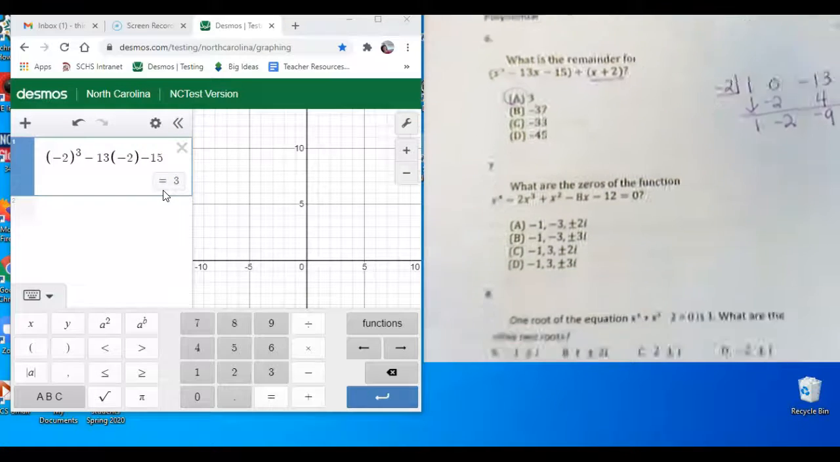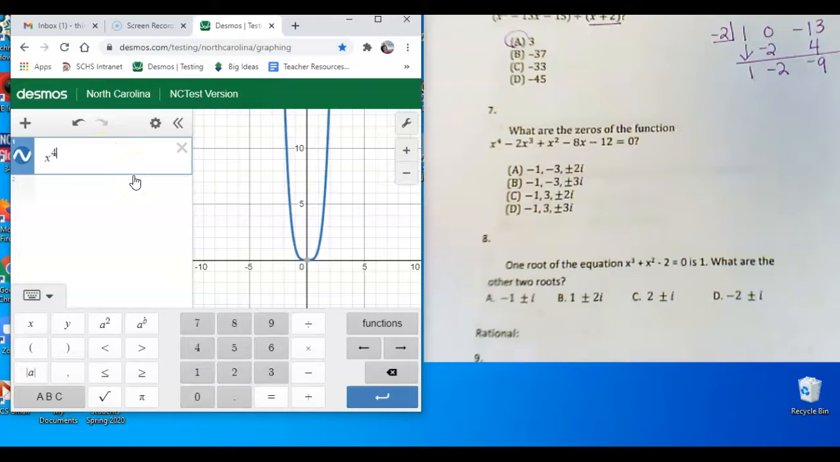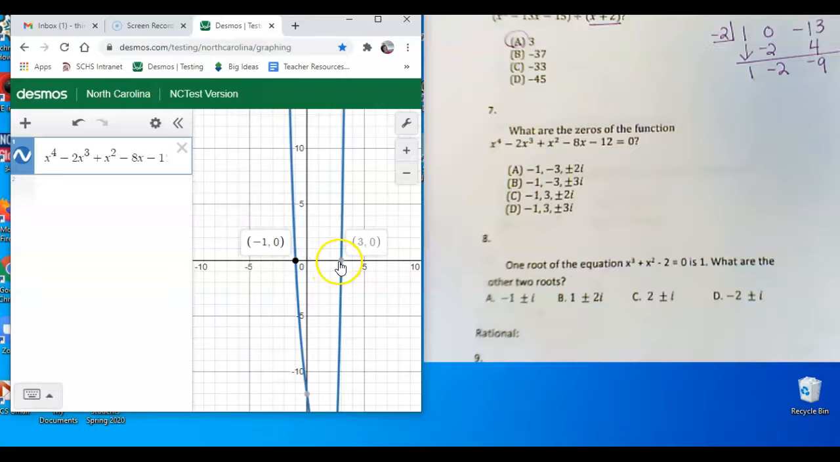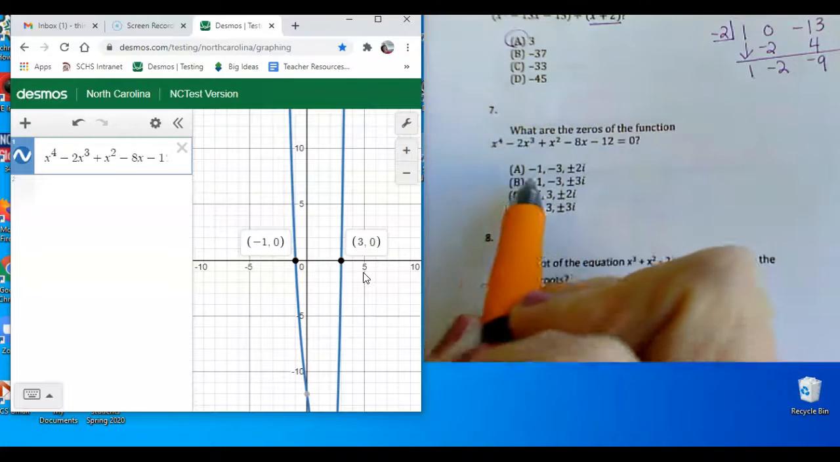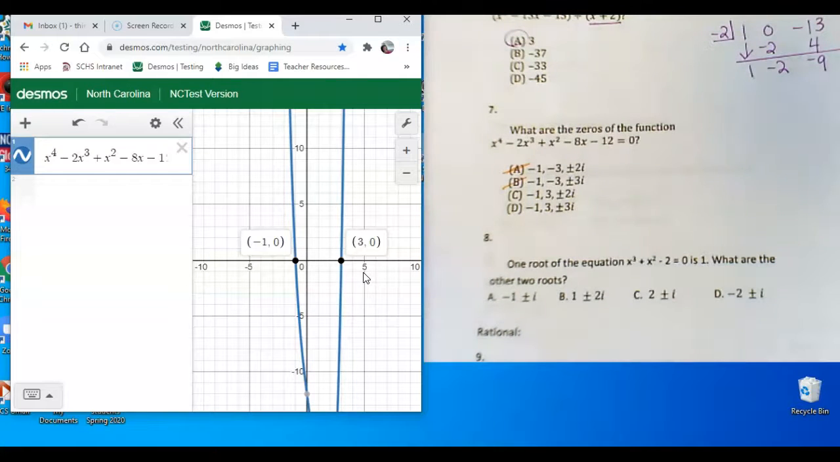Number 7 says, what are the zeros of the function? Anytime I see zeros, I know that I want to graph it and find out where it crosses the x-axis. So I'm going to put it in Desmos right now, and look for the zeros that I can find. We've got a -1 and we have a 3. Looking at our choices, it doesn't look like it can be those two choices, so it's got to be one of the last two.